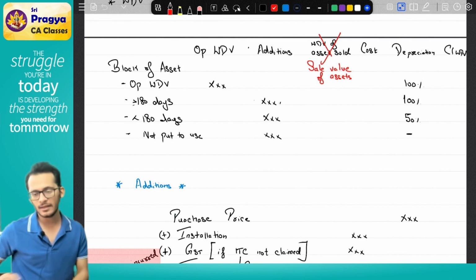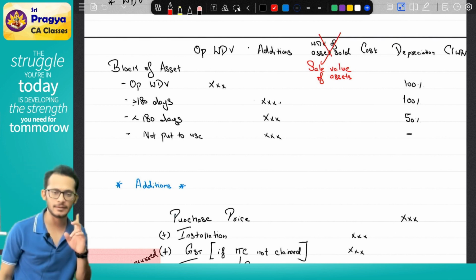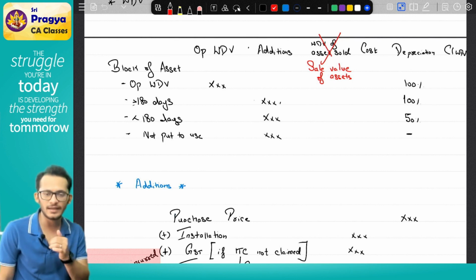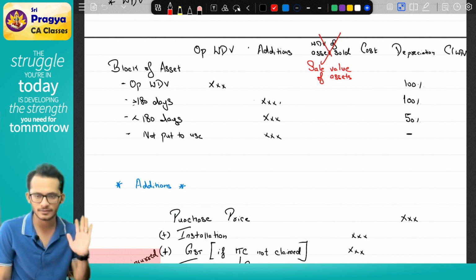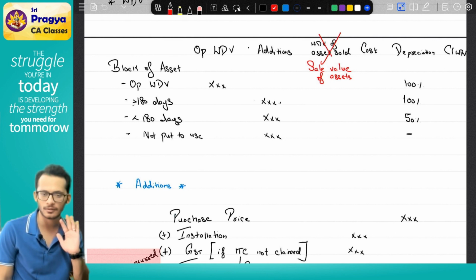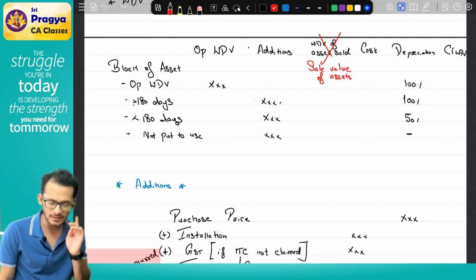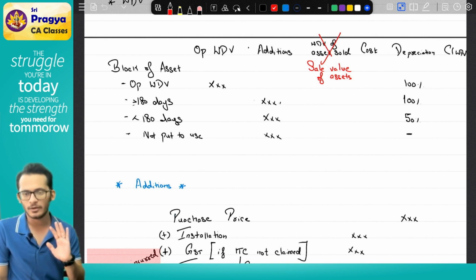I also clarified that in case you bought an asset last year, and you put it to use for less than 180 days in the current year, still you will get 100%, because it has already reached my block. The moment it has gone to my block, I will automatically claim 100% on the asset. There is one MCQ question around it, so be careful about it.